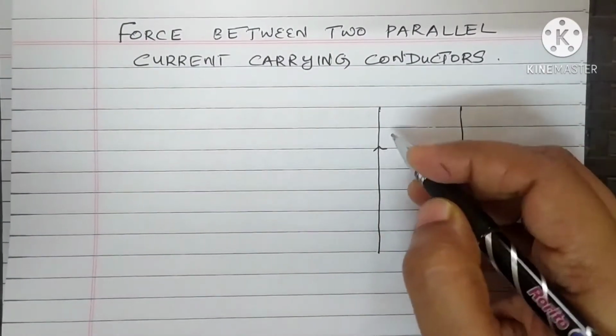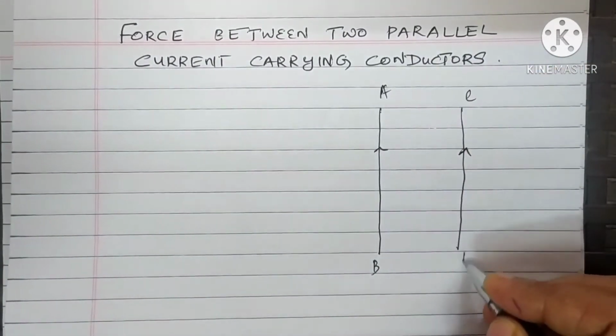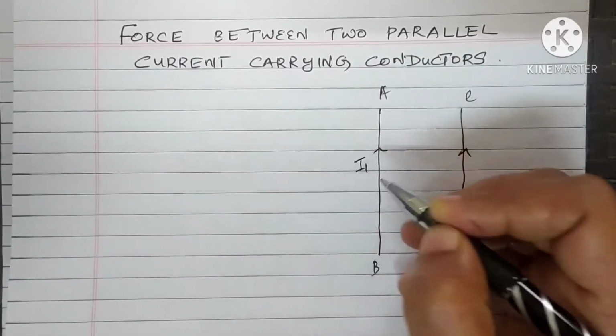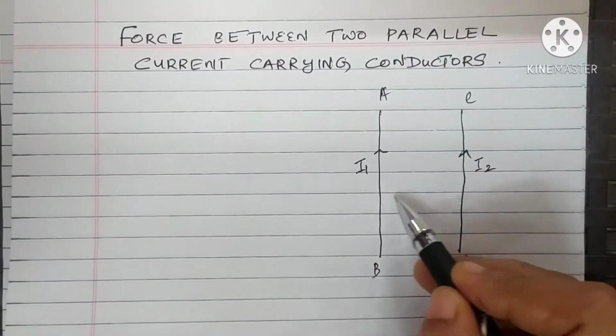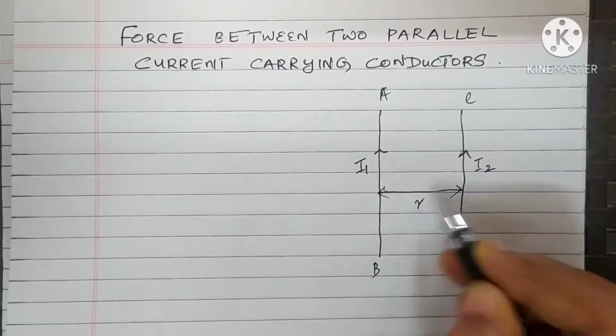Okay, so this is AB and this is CD. This conductor is carrying a current I1 and this is carrying a current I2. These 2 conductors are separated by a distance R.